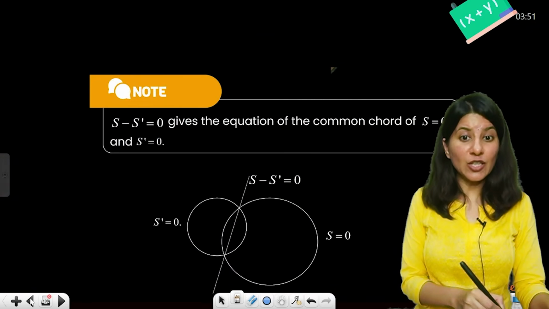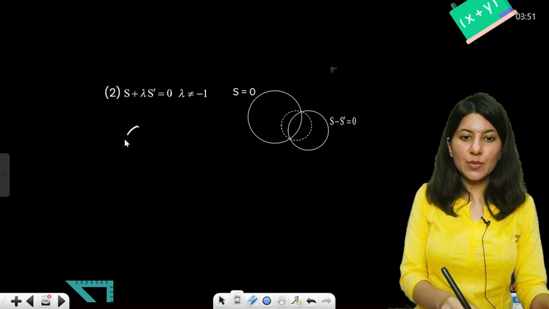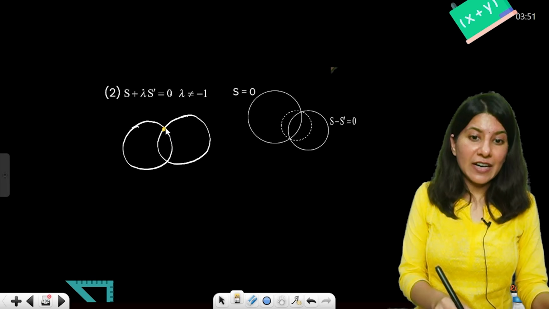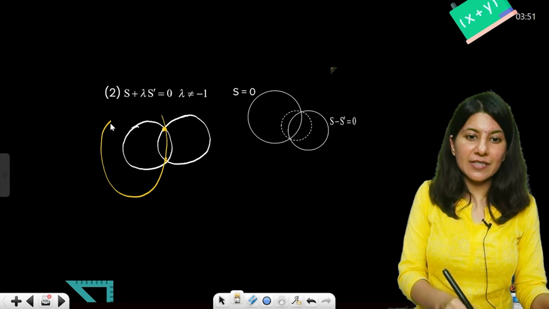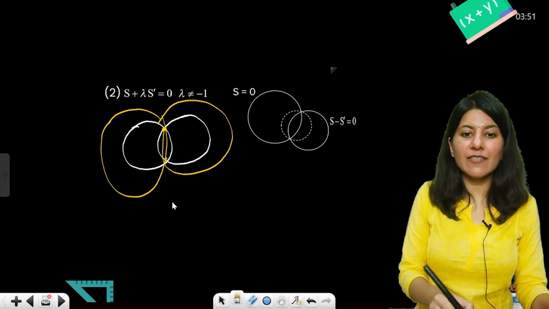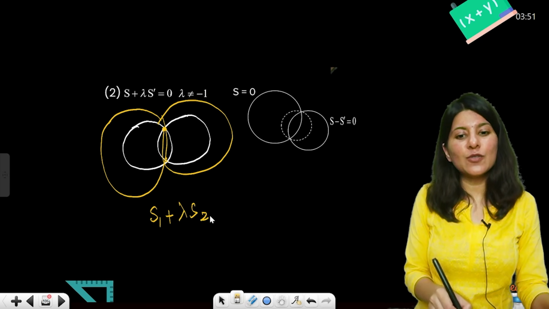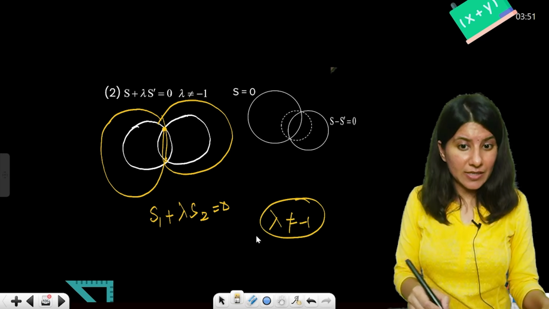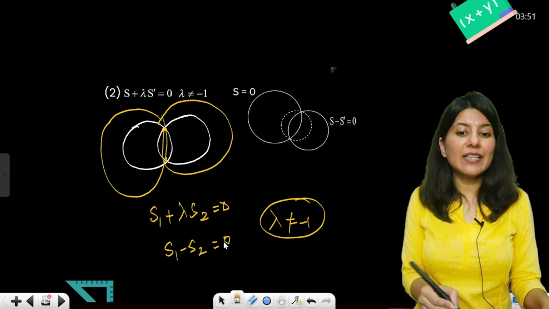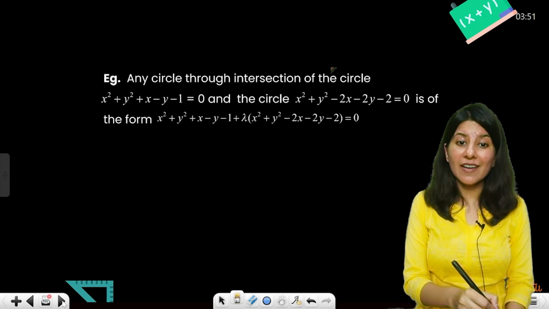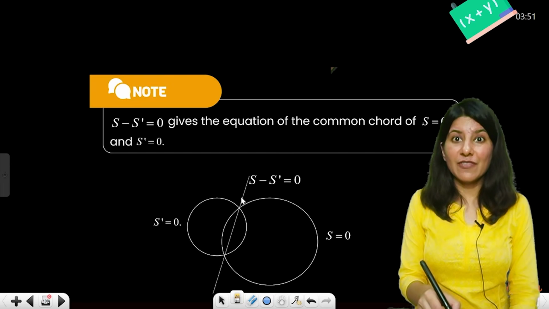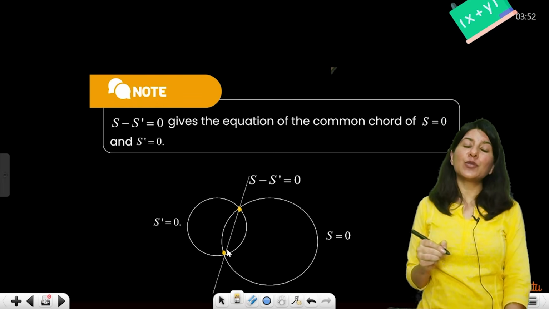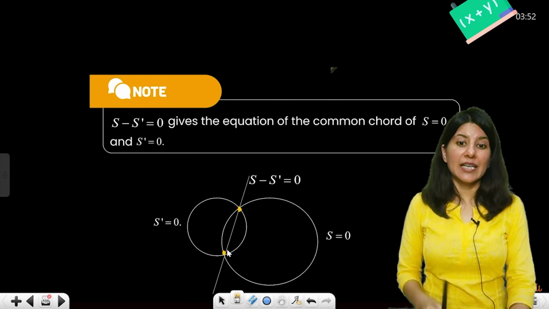Now the next type, when two circles are given to you. There will obviously be infinite circles which pass through the point of intersection of these two circles, and the equation is given by S1 plus lambda times S2 equals 0. But here, lambda cannot equal minus 1, because whenever lambda is minus 1, this gives you S1 minus S2 equals 0. Remember, we have already done this question. When we subtract equations of circles, we get the common chord of those two circles, right? So, there's a special case.